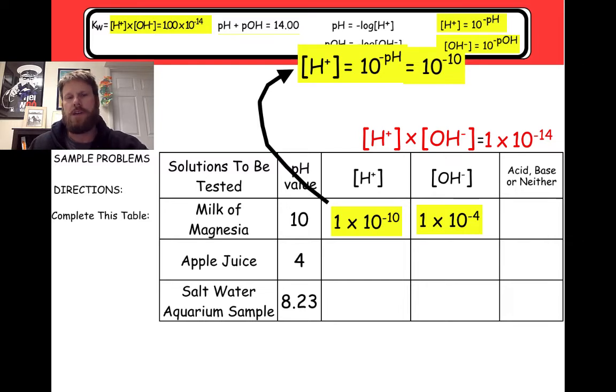If I use my pH diagram and look up 10 to the negative 10th for my H plus concentration, or a pH value of 10, you will see that it's on the basic side of the pH diagram.